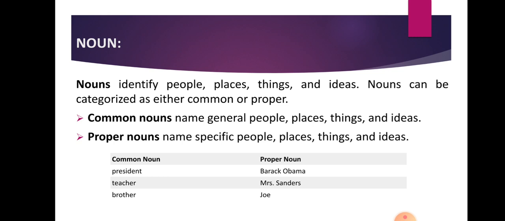Now, coming to proper nouns, they name specific people, specific places, specific things and ideas. For example, here I am referring to Barack Obama as a proper noun because we are talking about a particular person. Always the proper noun should start with a capital letter. But the common nouns will not start with capital letters. Look at these examples of common nouns: president, teacher, brother. It specifies the general thing. And a specific person like Barack Obama is a proper noun. Mrs. Sanders is a teacher. And the brother's name is Joey. These are all proper nouns.